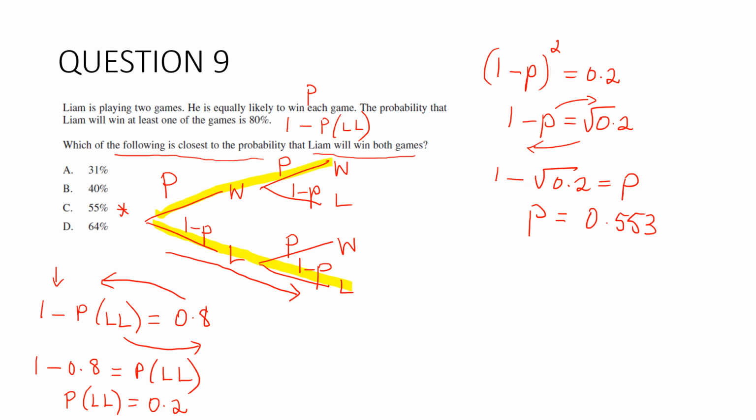Probability he wins both games is going to be P times P. So let's write that down. Probability that he wins both games would be P times P, or P squared, so 0.553 squared. And on my calculator, I've still got that there, so answer squared, 0.305, sorry, 0.3, what is that? Oh, the answer is A.